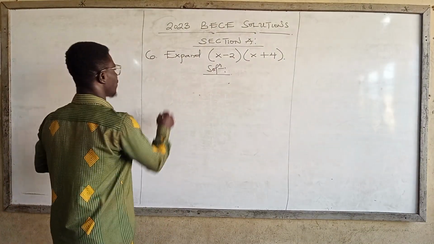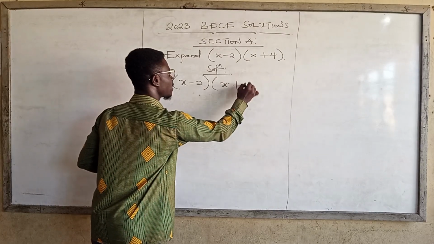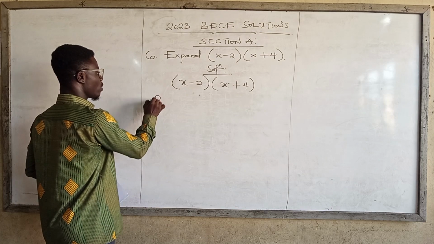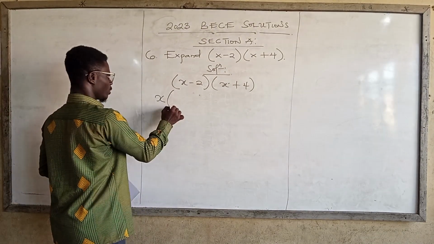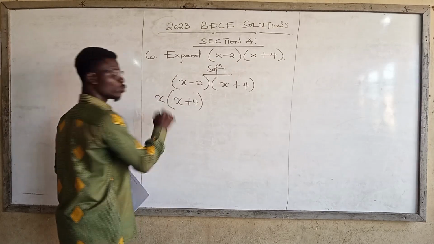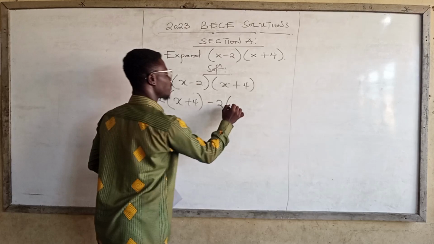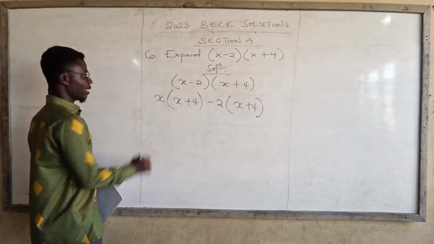So how do we expand? I have x minus 2 multiplying x plus 4. What do we do? We take this first variable x in the first bracket, then we bring this x plus 4 to multiply that. Then we have negative 2, then we multiply it by x plus 4. That's the expression. Now we can expand.